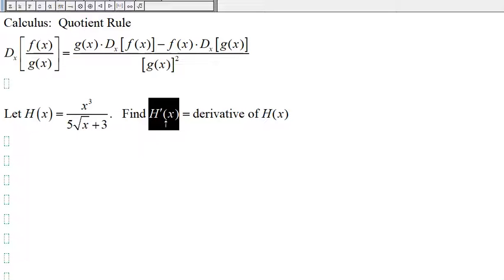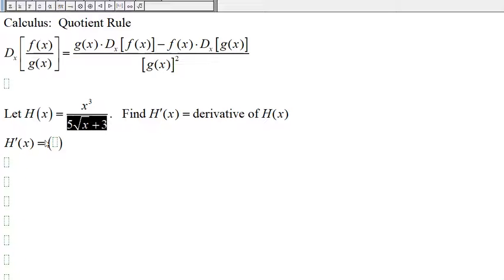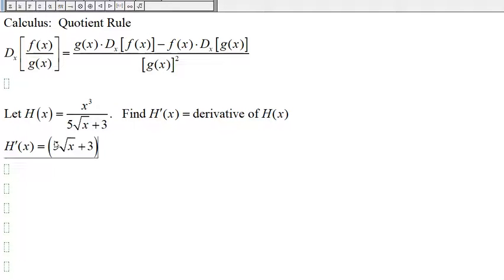And so the derivative, this is going to be g of x. G of x is the bottom, and then f of x is the top. And this will be times the derivative of x to the third, and minus x to the third, and times the derivative of the 5 times the square root of x plus 3.